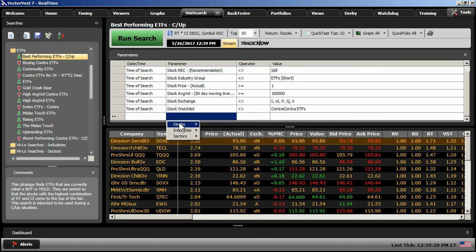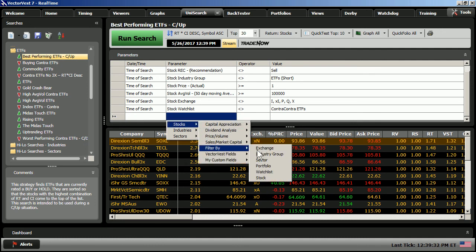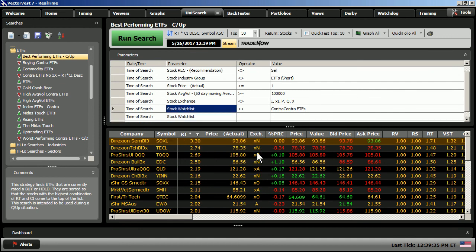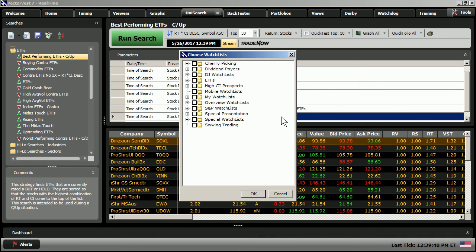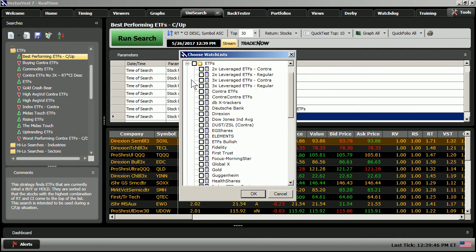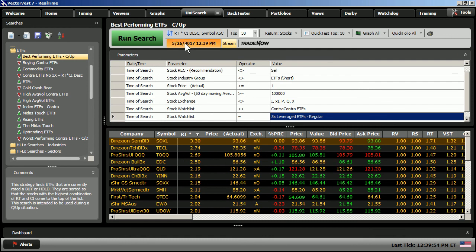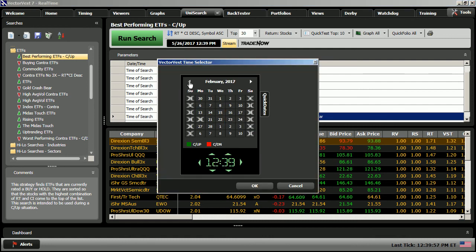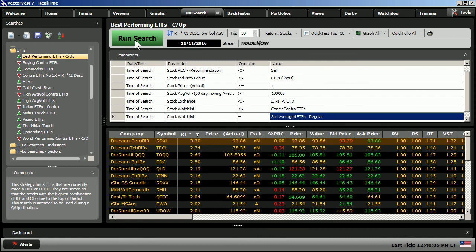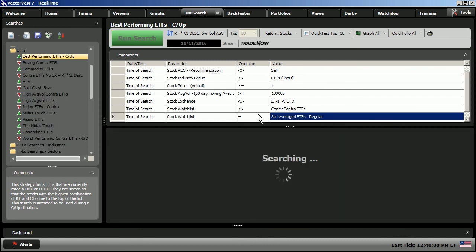I'm going to simply click here. Under the blank line on the parameter, go to Stocks, Filter by Watch List. Under Operator, I'm going to click on Equal To. And under Value, we're going to go find the watch list that we want. We'll click the plus sign in front of ETFs. We want to start off with the 3-time leverage ETFs regular. We'll click on OK. Now, I'm going to change the date to reflect that 11/11 time period. Remember, that was the first green light coming off of the bottom and just prior to the confirmed up call. Click on OK. Now I'm going to run this search looking at that watch list.